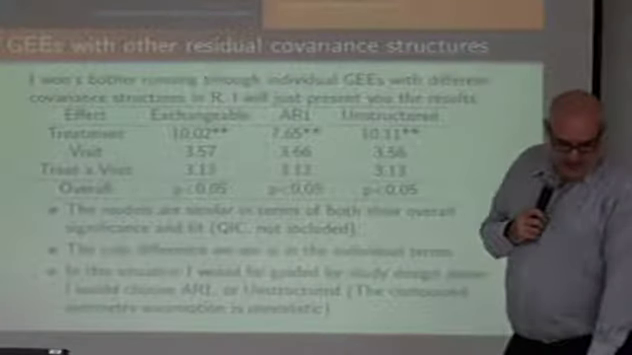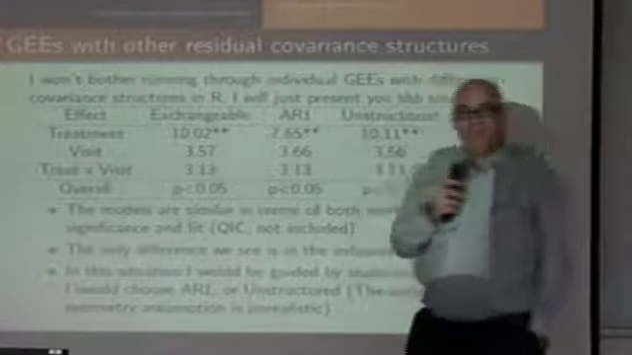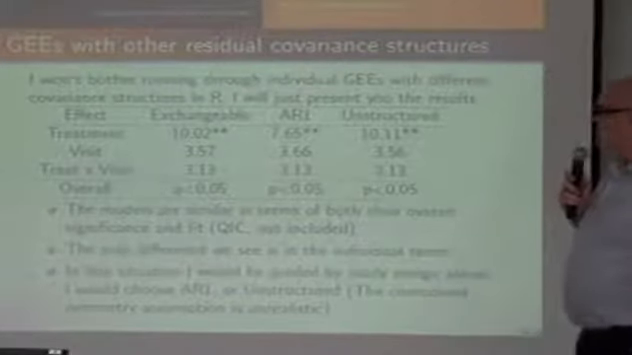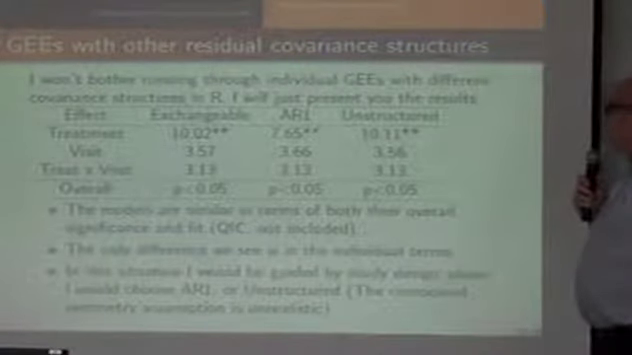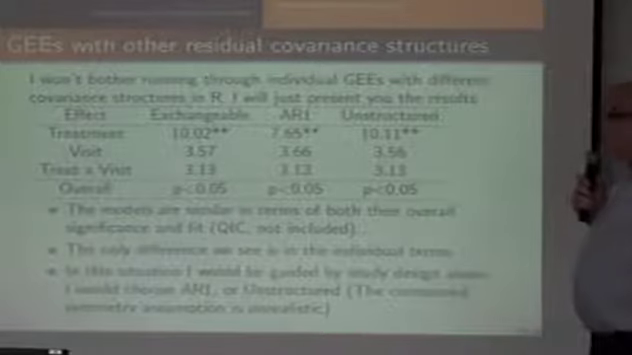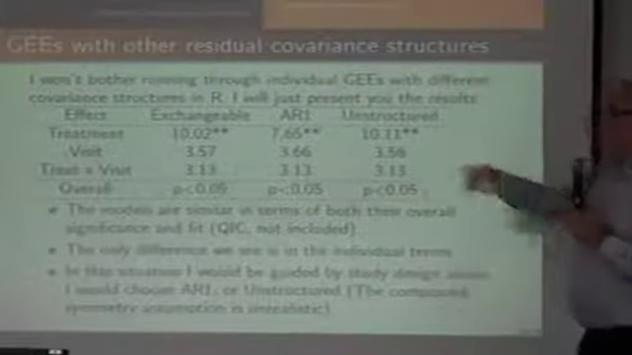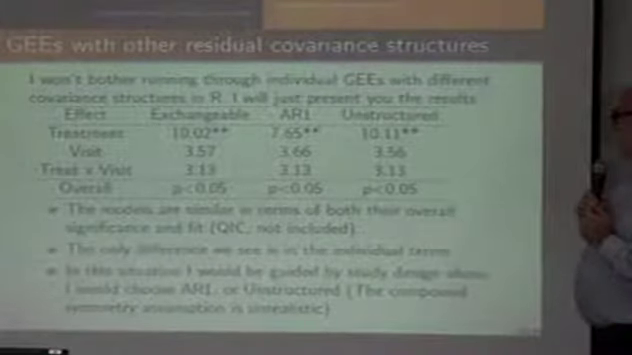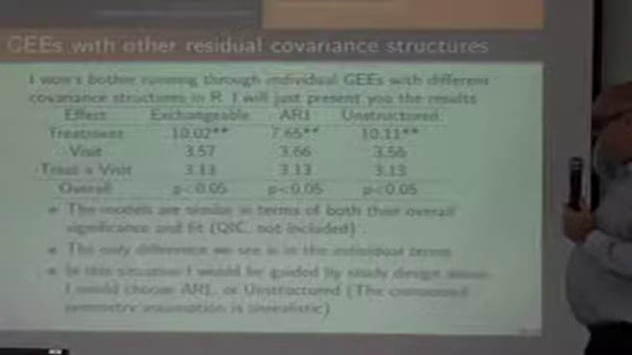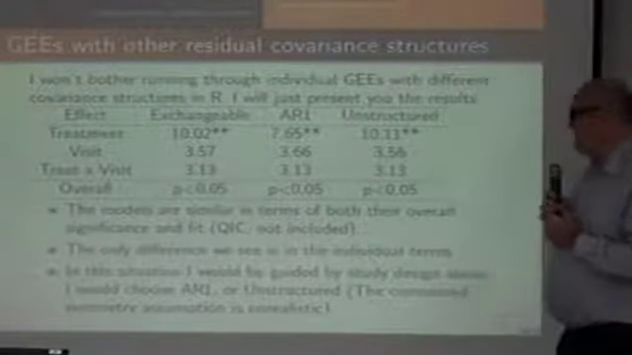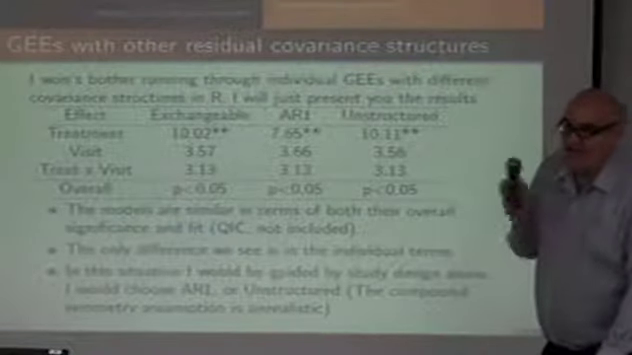Okay, so just out of interest, I went through and calculated the coefficients. Again, note I haven't given you confidence intervals for each of them, using the 3 different covariance structures, and I got quite different results as well. So there's the exchangeable, the AR1, and the unstructured. Okay, all of the overall models were significant and so on. The QICs are not included. The only difference we see is in these individual terms. Okay? I would probably go and eyeball the unstructured matrix itself, which I haven't included here.